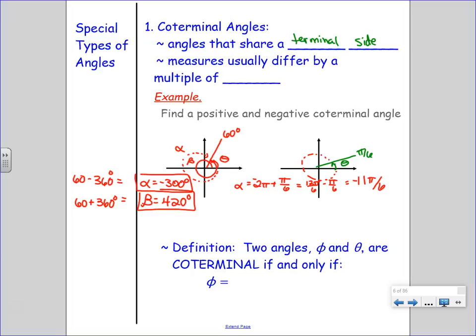Pi over 6 is positive, 2 pi is negative. So the 12 pi is negative, the 1 pi is positive. Negative 11 pi over 6, that's one coterminal. But what's another way besides subtracting 2 pi? What else could I have done? Added 2 pi. So you can say, hey, beta is equal to pi over 6 plus 2 pi.